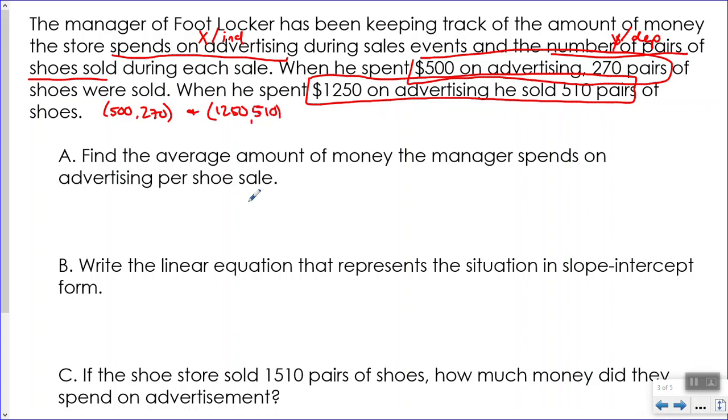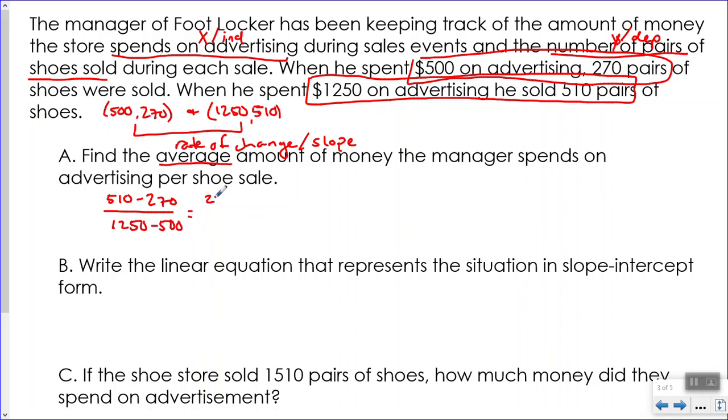The first part of our question is asking the average amount of money that the manager spends on advertising per shoe sale. So when we talk about average, this is where our rate of change comes in. And remember that rate of change is the same thing as slope. So I have two ordered pairs here, and we're going to use that to find the slope. So we can do 510 minus 270 all over 1250 minus 500. And then we just go ahead and simplify this expression to get our slope. So we end up with 240 all over 750.